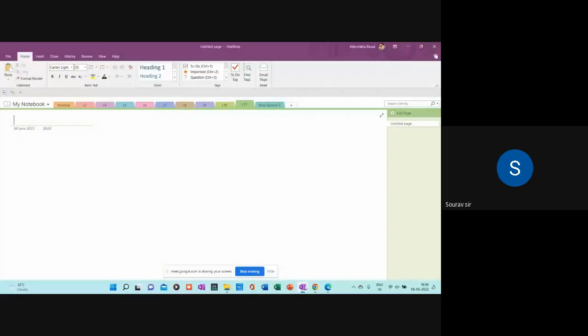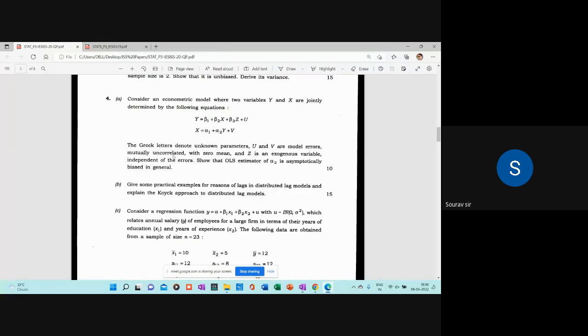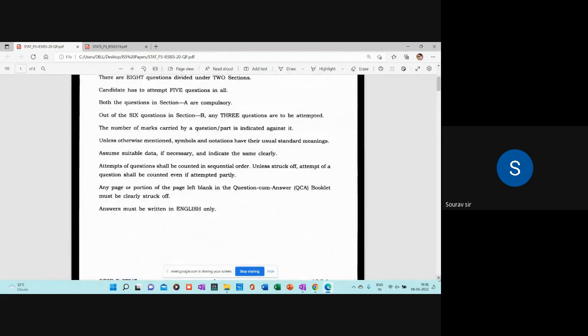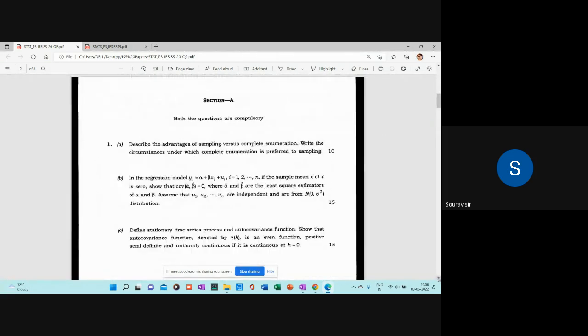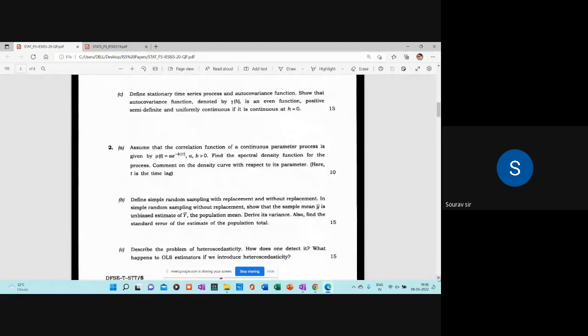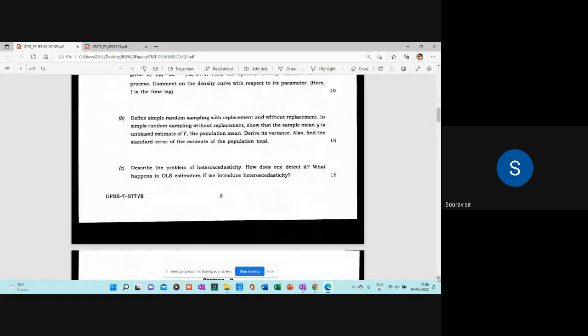Okay, hope the screen is visible. Yes, ma'am. Okay, so we are again going to discuss the leftover part of the ISS paper 3 for the year 2020. Here we discussed two or three questions in yesterday's class, and now we are going to discuss the rest of the portions. So we were discussing the portions of sampling.